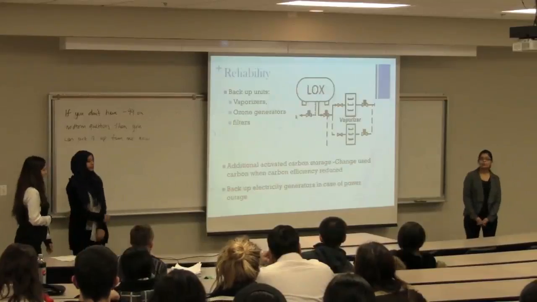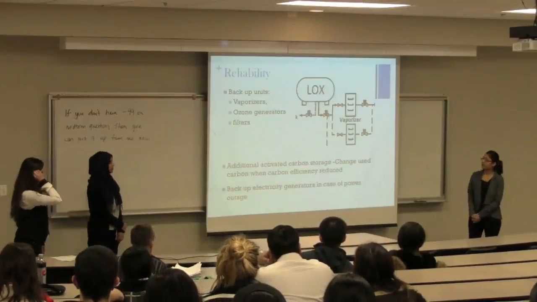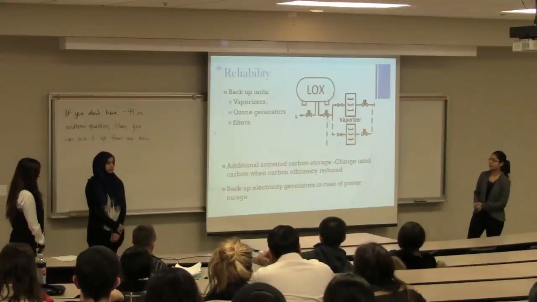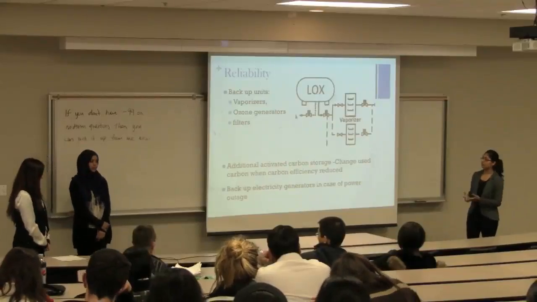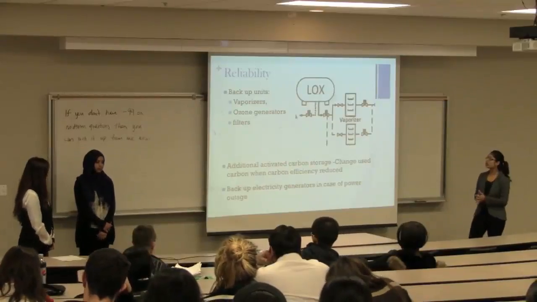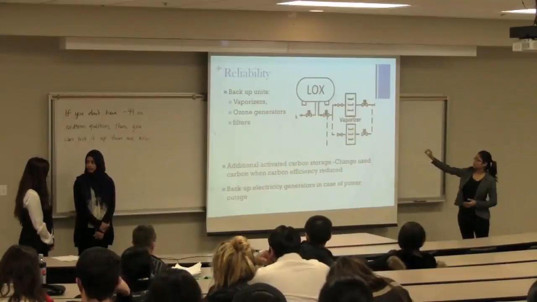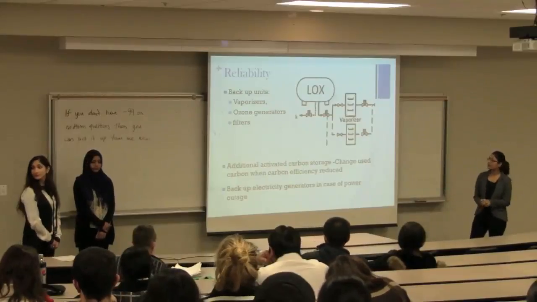Okay, so in order to make our system more reliable, these are just some of the facts. First is to provide backup units and auxiliary offices. Backup units are suggested for vaporizers, generators, and filters. And this is the setup that we would provide, in a parallel manner.